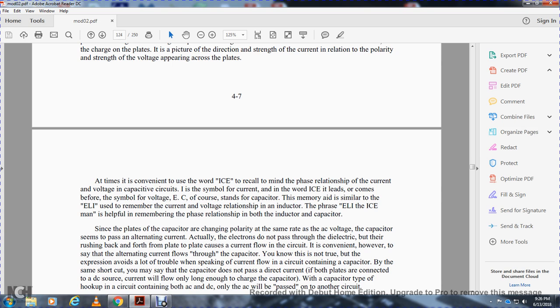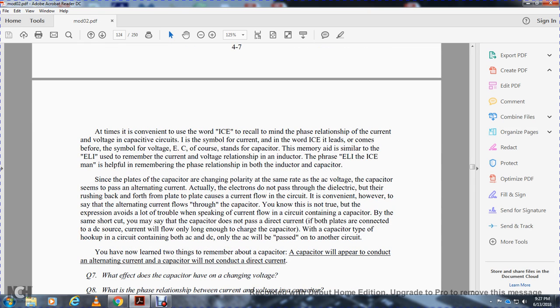You have the current and voltage in the inductor, and you also have the current and voltage in the capacitor. It is helpful to remember the phase relationship with the inductor and capacitor.